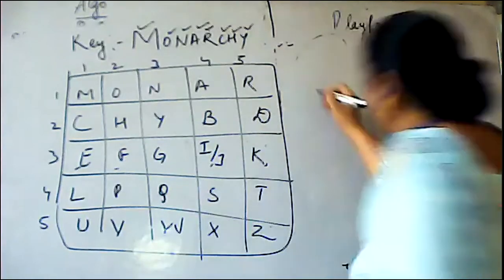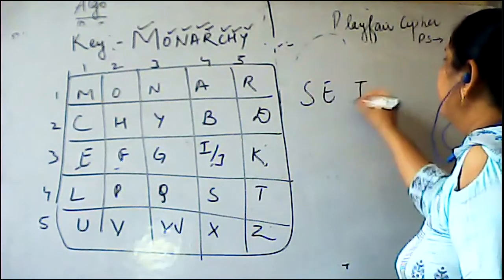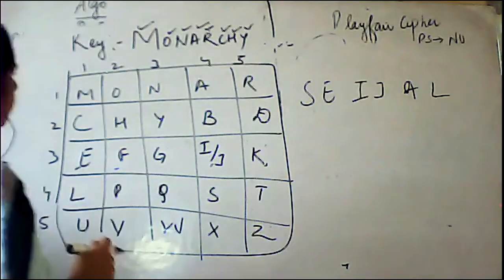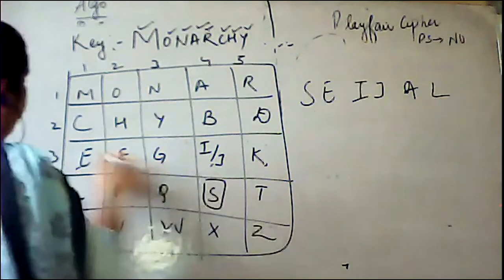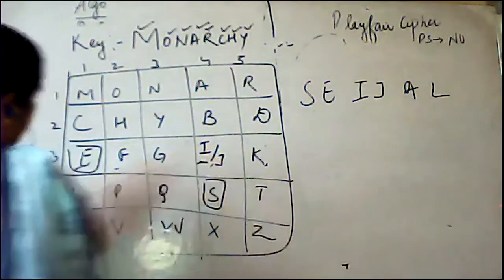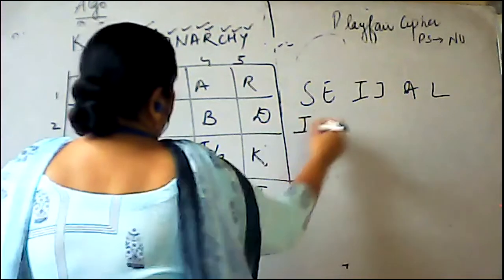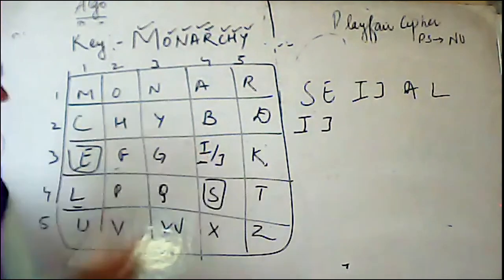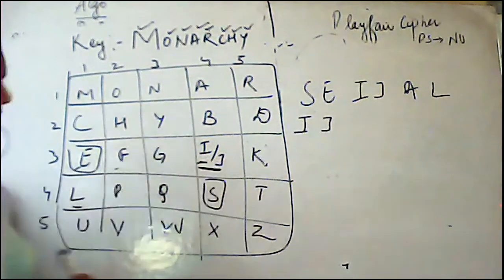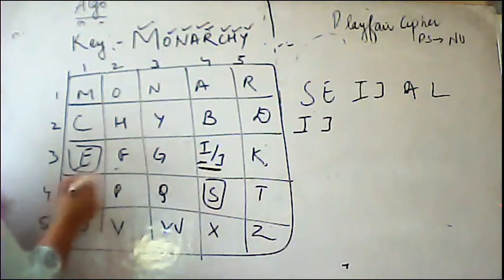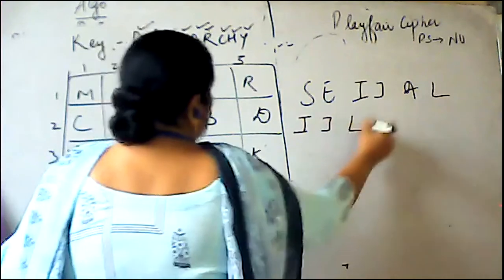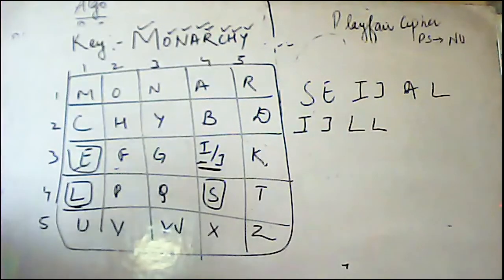For example, I just want to encode your name. So SC, IJ, and AL. Now find SC, S and C. Replace it with I and L. Fine. So now I and J are coming in the same pair. You will repeat the corner letter twice. I and J are coming so you will repeat the corner letter twice. So give it LL. Okay.